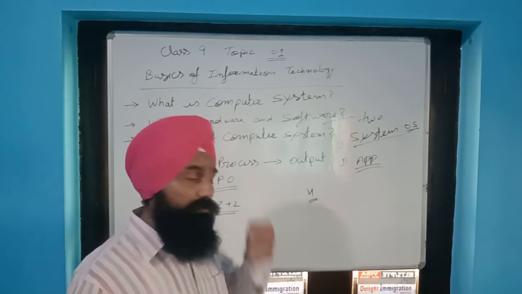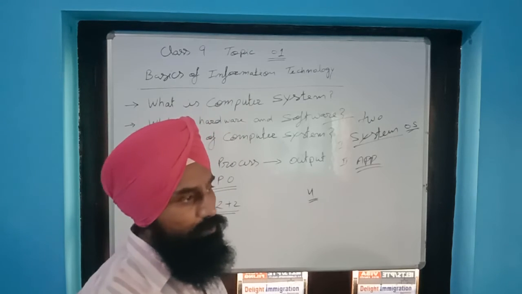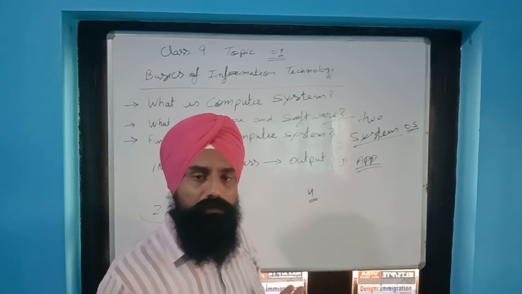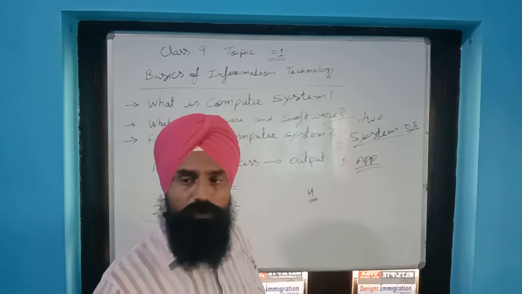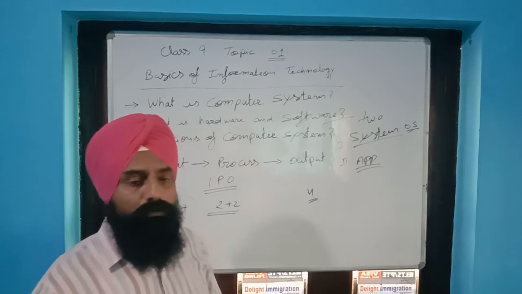Third is reliable. A computer is a reliable machine. A computer works continuously without any break. 24/7 it will work, but it works with the help of user instructions.